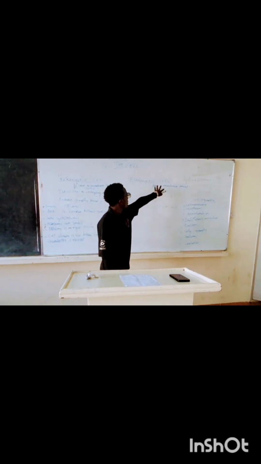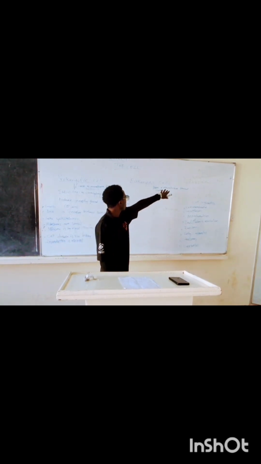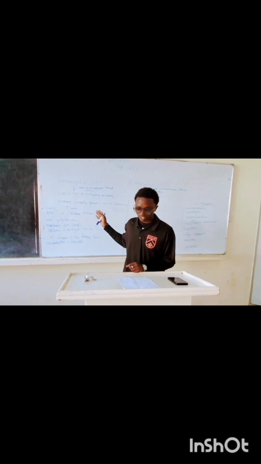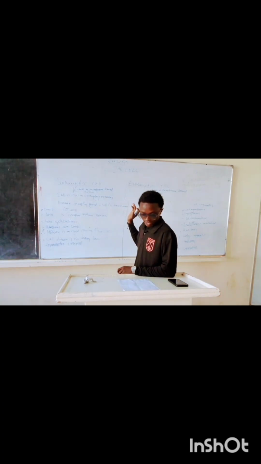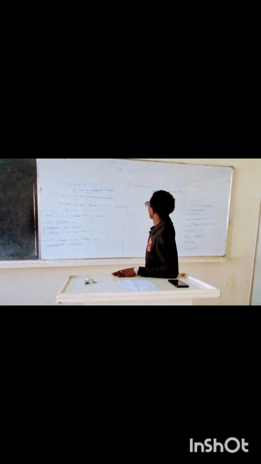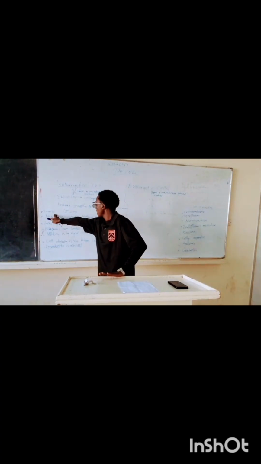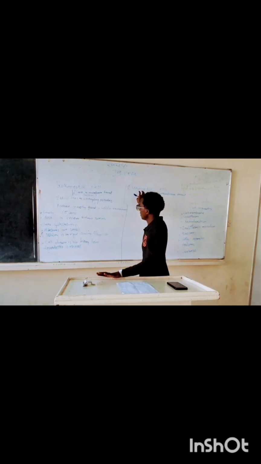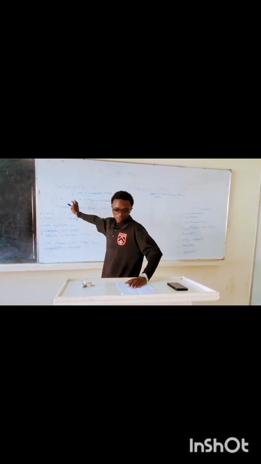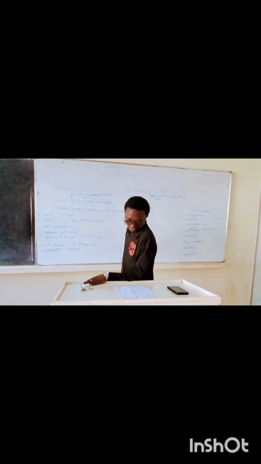Eukaryotic cells have a membrane-bound nucleus. So we come to the differences between prokaryotic and eukaryotic cells. Prokaryotic cells are smaller in size, usually 5 micrometers. Eukaryotic cells are larger, usually 10 micrometers. Prokaryotic cells lack a membrane-bound nucleus, whereas eukaryotic cells have a membrane-bound nucleus.